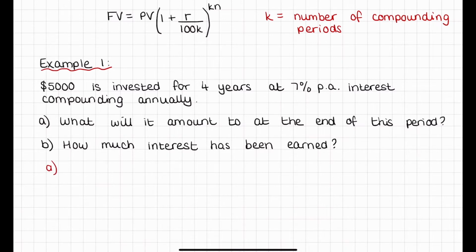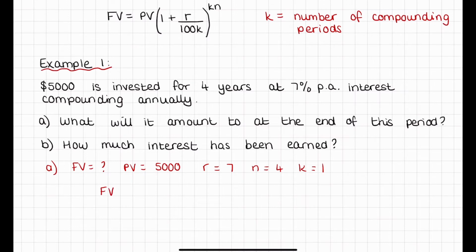With interest, I like to identify each of my variables first. So future value is what we're finding out. PV, our present value, the amount we start with, which is $5,000. R, the interest rate, which is 7. N, how many years, which is going to be 4. And K is our compounding periods. Now, it's compounding annually, so it means K is 1. And we just put all this information into our formula.